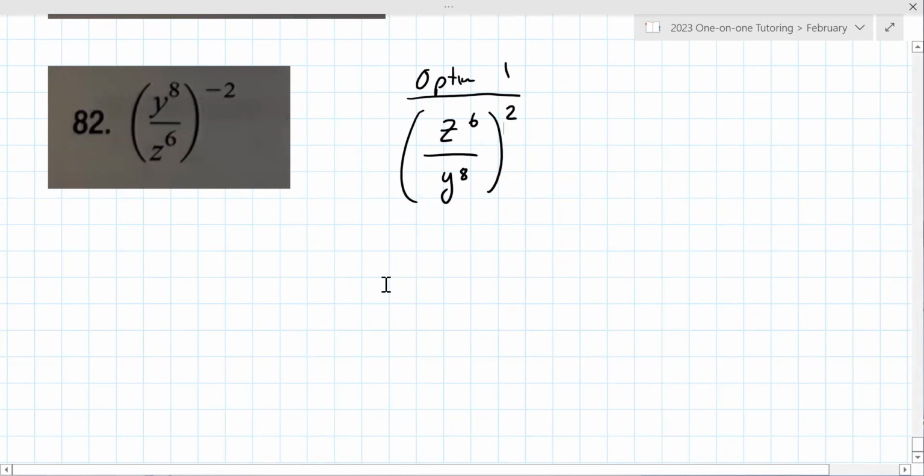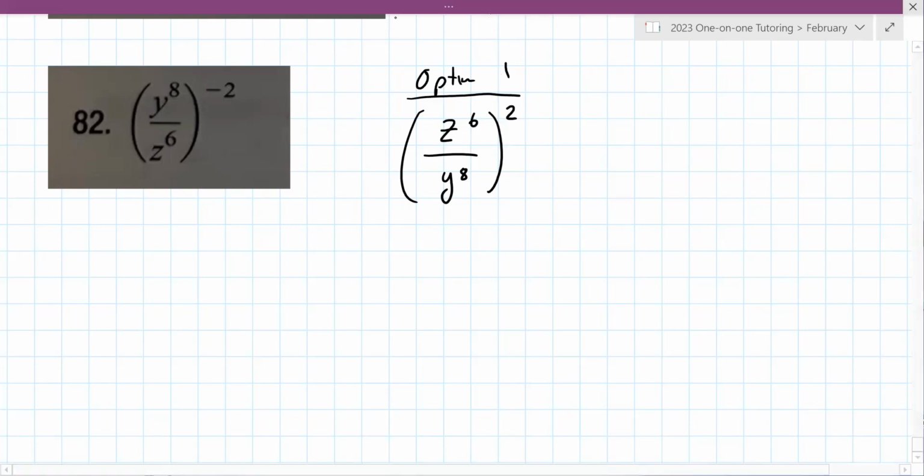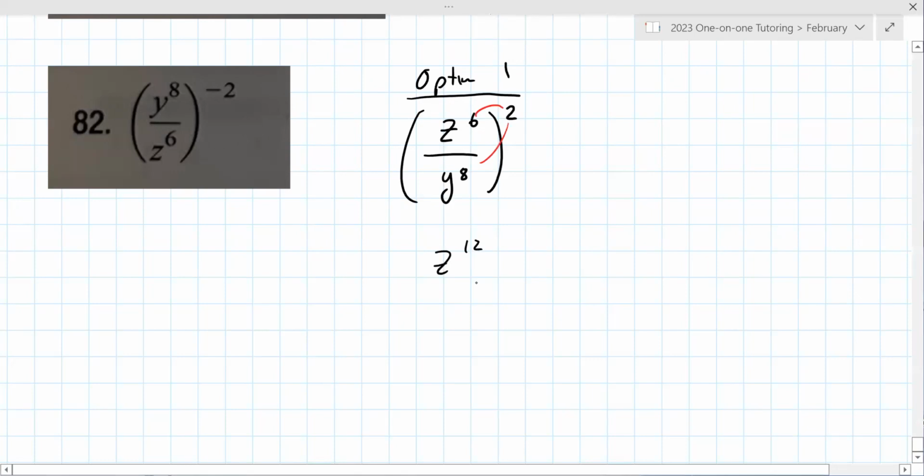Okay, go ahead. So the first option is I don't like the negative exponent, so I'm going to flip what's inside and make it a positive exponent. Then you distribute that power of 2 to each of these. So it's z to the 12th, y to the 16th. That's option 1.